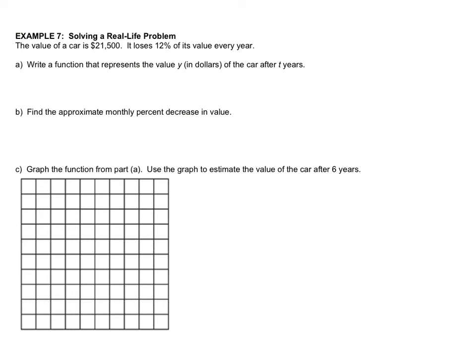All right, so next we want to look at this example. We have the value of a car. It loses 12% each year. This is another word that we will see when we see that, depreciates, which means it's going down. So either of those words is telling us it's a decay function. Appreciation would be growth.